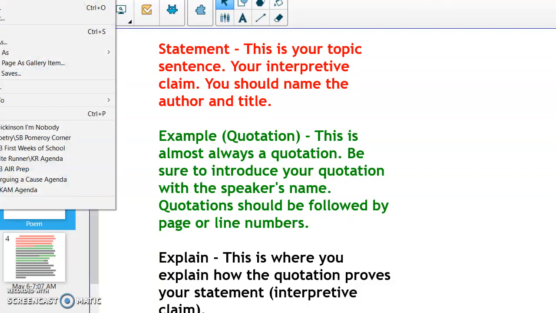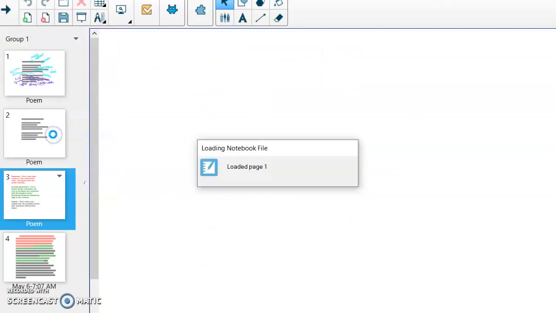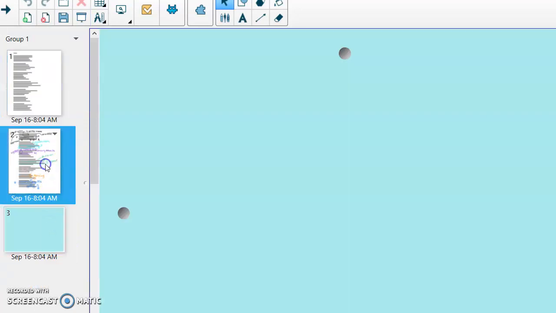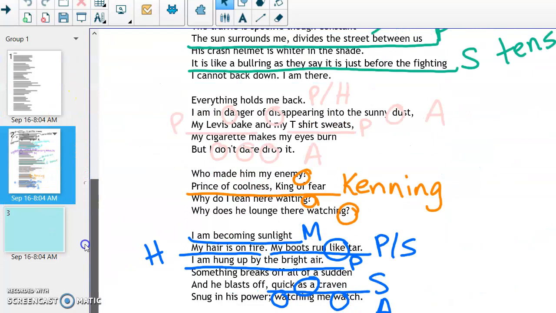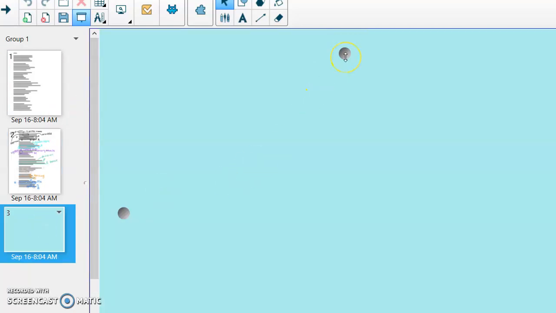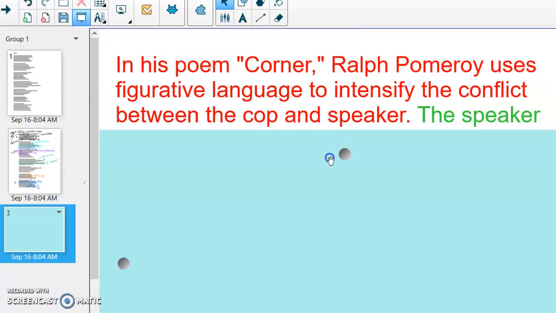So let's write our poetry study for Corner. I'm going to pull that up. These are the things that we talked about. We did that in the other video. If at any time you need to pause and write, that's fine. Pause the video and write. I'm just going to continue on for the sake of time. But first we have our statement.